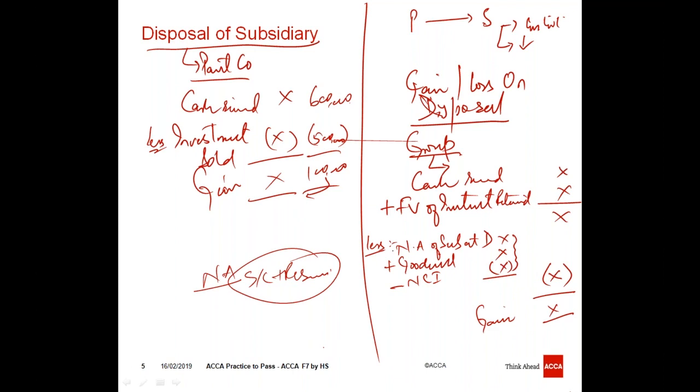So by adding net assets at disposal plus unimpaired goodwill, meaning the goodwill which is left over after the impairment loss, and finally, we have to deduct the value of the total NCI. This should be the final amount which should be deducted from the consideration that we have received. So the difference will be the gain or loss on disposal.